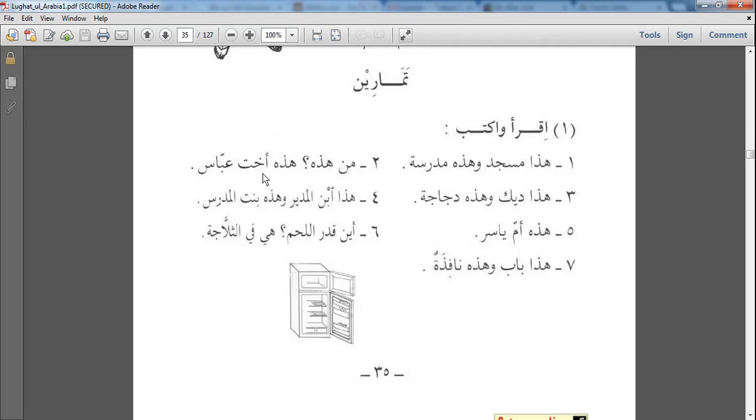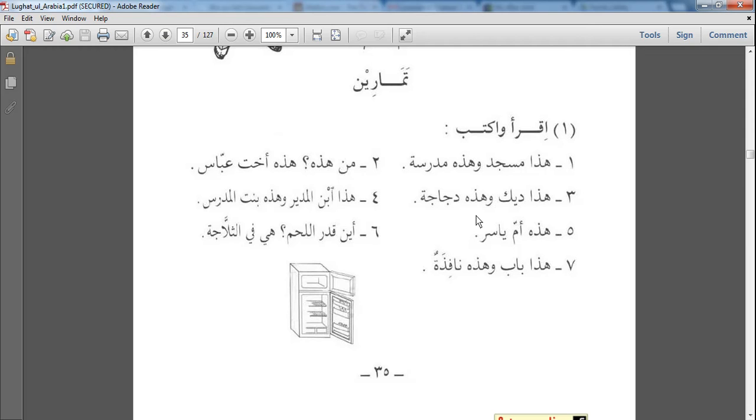هذه أخت عباس. This is Abbas's sister. And you note here that they have not put harakat. And that is basically so that you can work out what the harakat is supposed to be. So هذه أخت عباس. أخت, it has a dhamma, and Abbasin, it has kasra because it's mudaf ilayh.